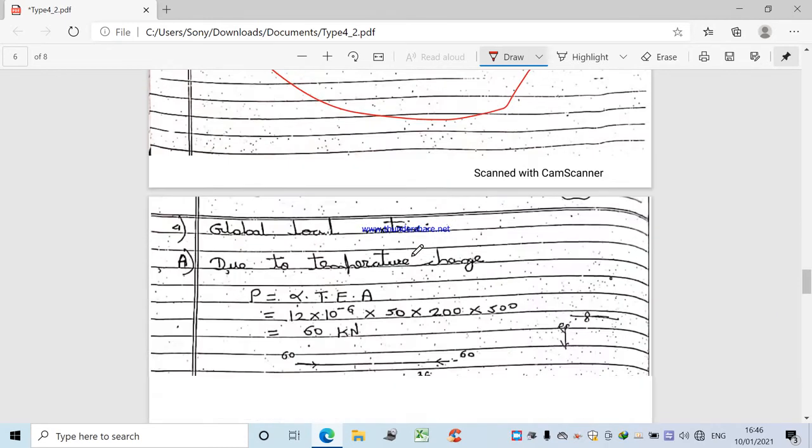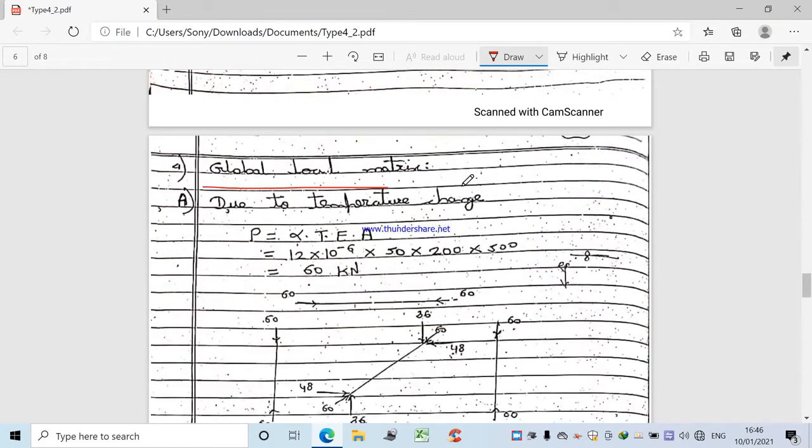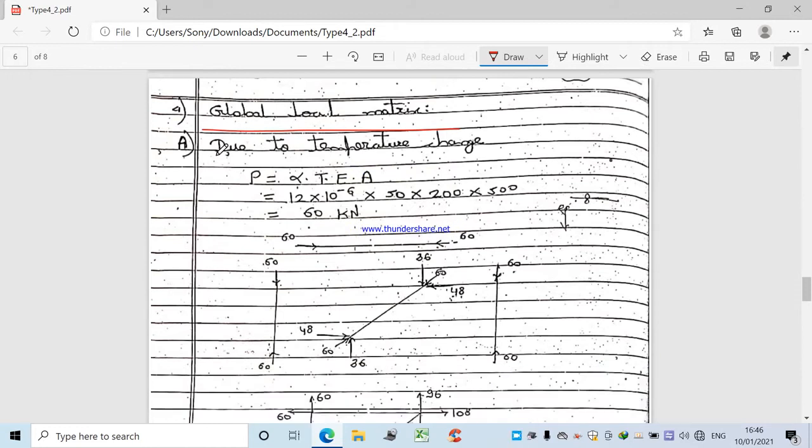Okay, then after getting the value of K, what we have to do is assemble the global load matrix. So first of all we have to consider the temperature effect. The formula is alpha T EA. The alpha value is 12 into 10 to the power minus 6, as in the numerical itself it is given as alpha.